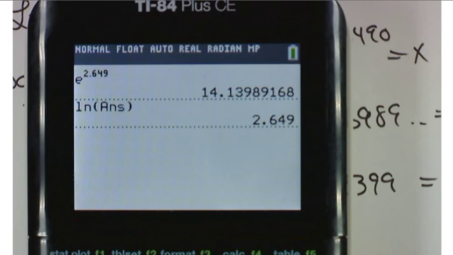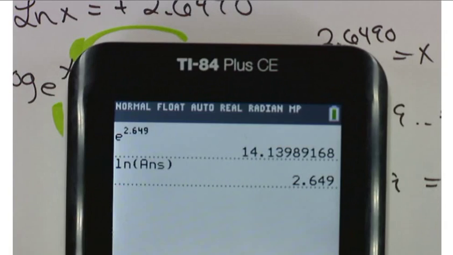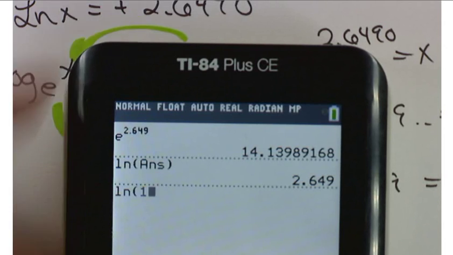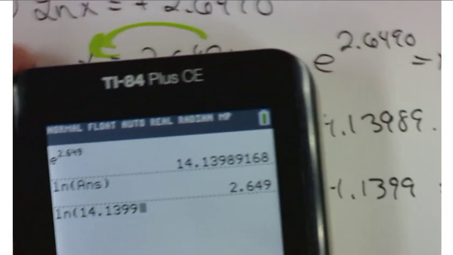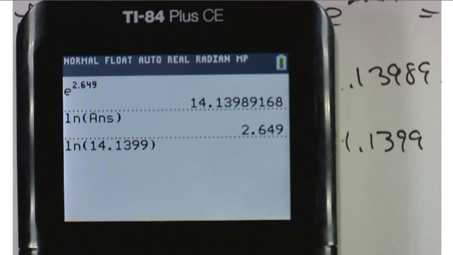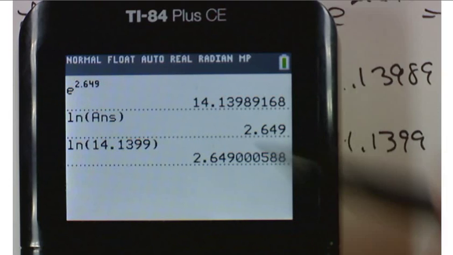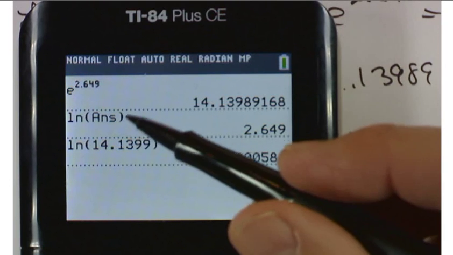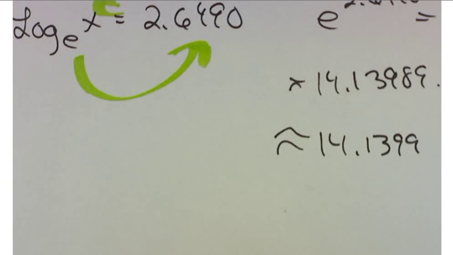Yay. So it worked. Now, if you typed in the approximation, if I did ln of 14.1399, am I going to get exactly 2.649? No. You should get close though, right? We're pretty close. I say really close. So again, it's reassuring. If you forget this trick of your previous answer, then you can just do it manually. Nothing wrong with that.